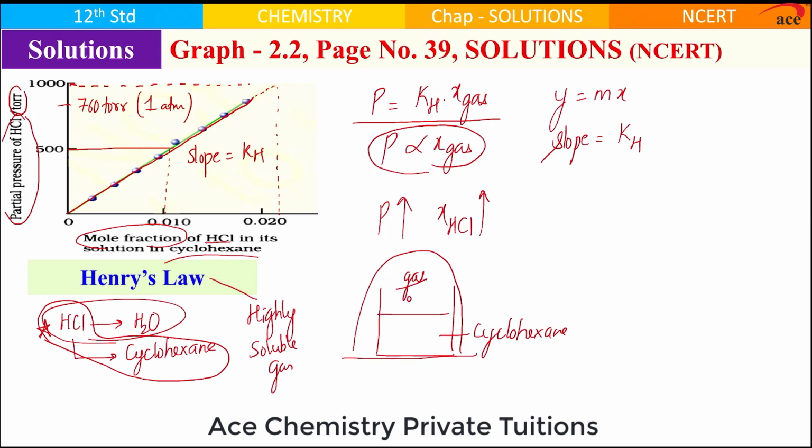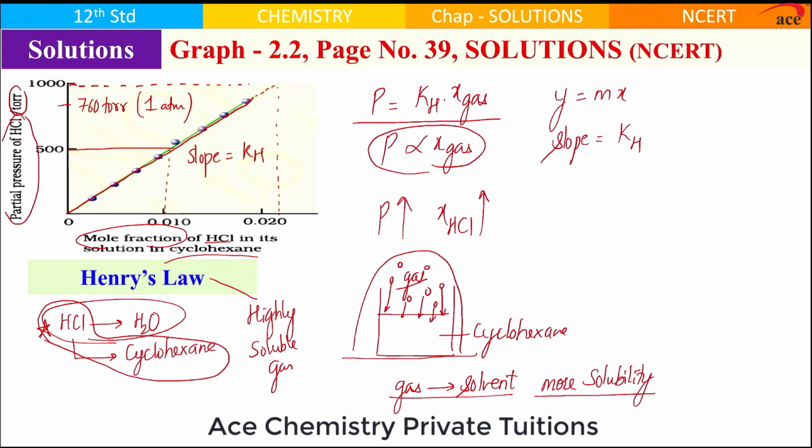Now when you increase the pressure, what exactly happens? Collision of molecule with the liquid surface increases. When collision of the molecule with the liquid surface increases, what happens? There will be more gas molecules interacting with solvent. More are the gas molecules interacting with solvent, more is the solubility. That means solubility increases. So remember, solubility increases.